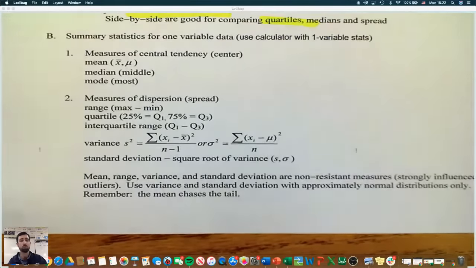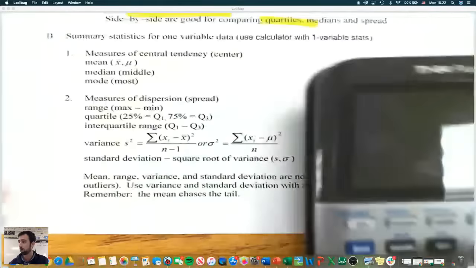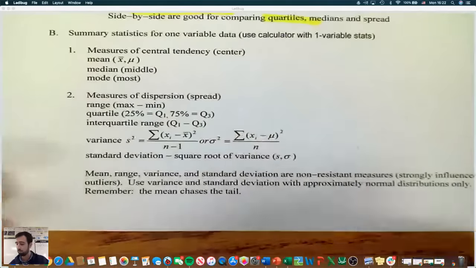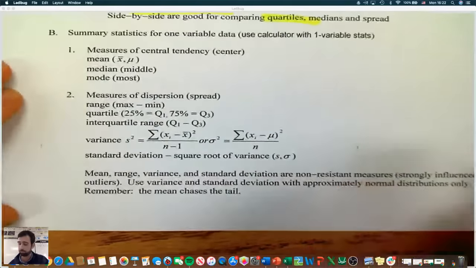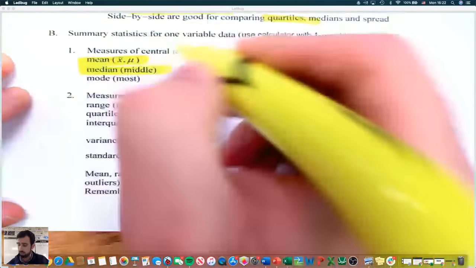So hopefully you're using the TI-84 or 83. This seems to be the most common calculator I find people using, so I'll walk us through that with the TI as well. But the first thing you're looking for is a measure of center. And for center, we usually use mean and median.